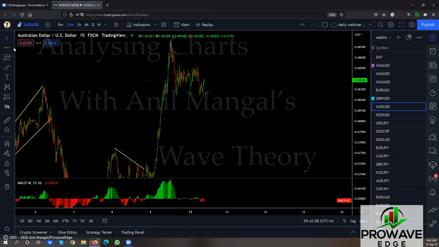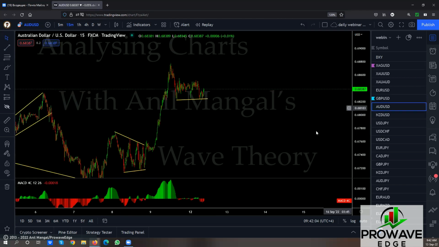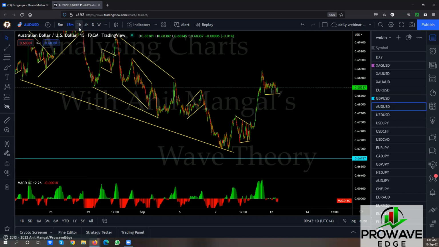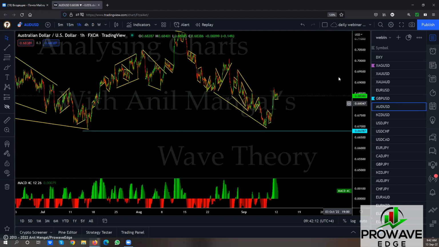What you're getting here now is a bigger flat, which means downside. This is a bigger flat. So if this flat stays where it is, this is the biggest structure, right? Let's go back to the 1 hour and the 4 hour. This is the biggest structure.